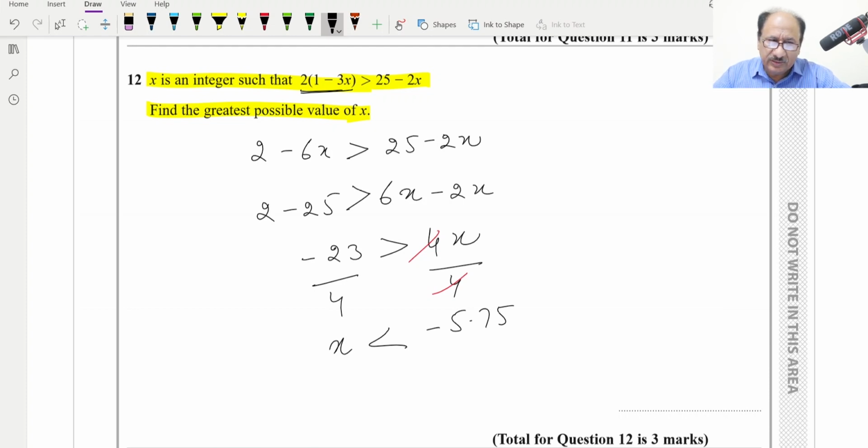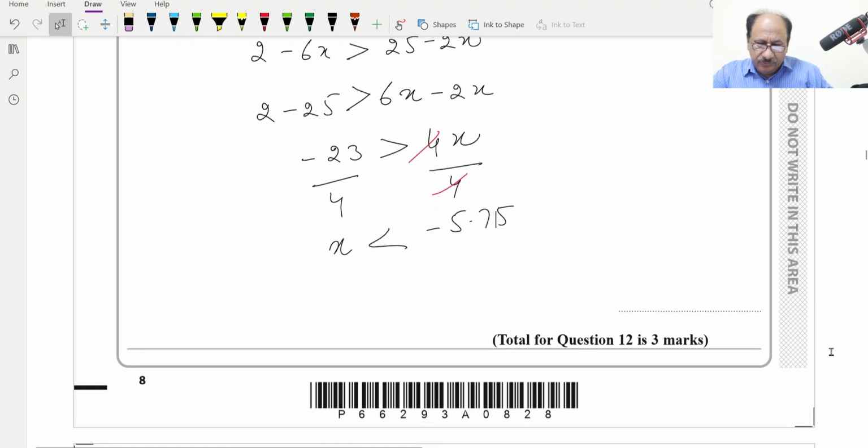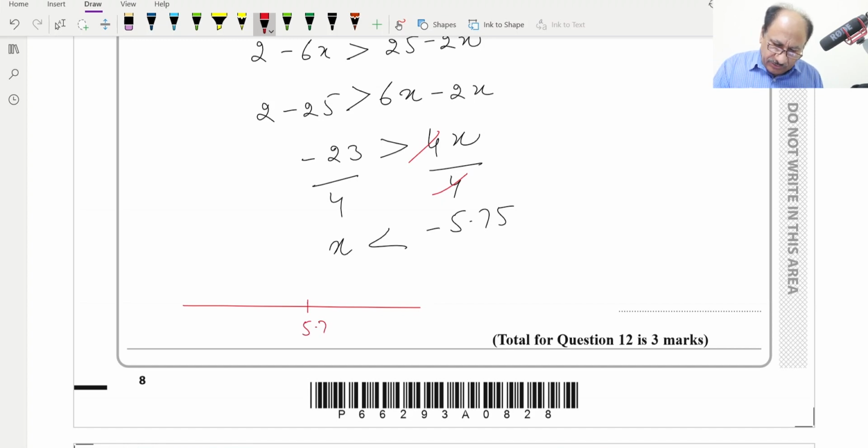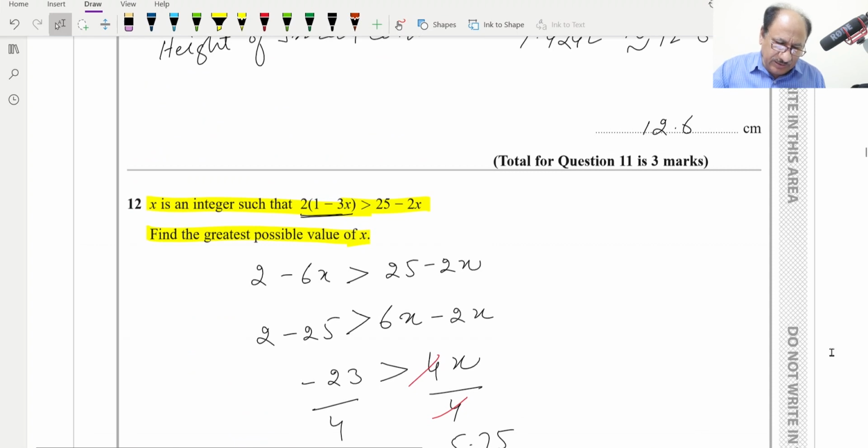So less than that, we can draw a number line and understand it basically on a number line. That will be better for explanation. This is the number line, and over here is -5.75. This side is negative, 0 is over here, and x is less, so less will be this side. The integer number, they are saying x is an integer.